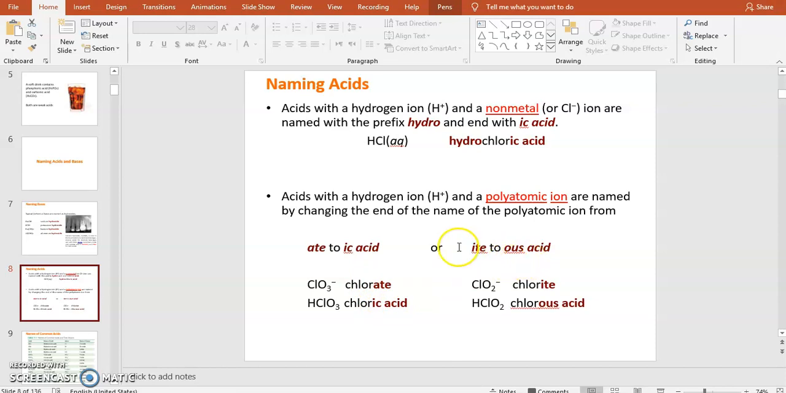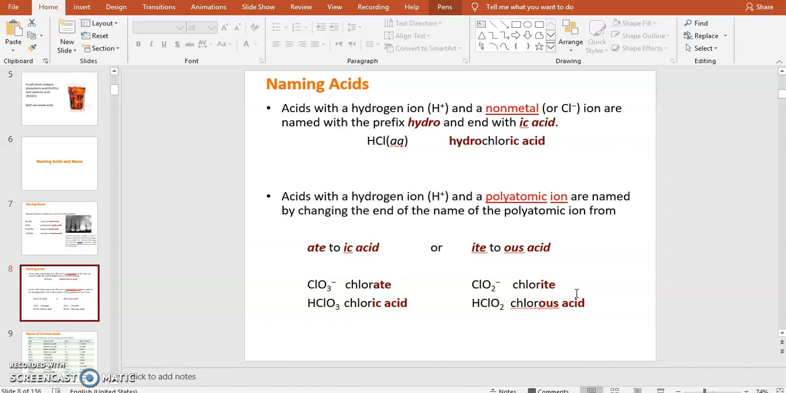Here, if you do have ITE at the end of the polyatomic ion, like here, chlorite, which means it's missing one oxygen from the chlorate, which has the full number of oxygen. So chlorite, the acid in this case will be chlorous acid. So you add OUS to the end of the ion. So that's it. So this is how to name the acid.